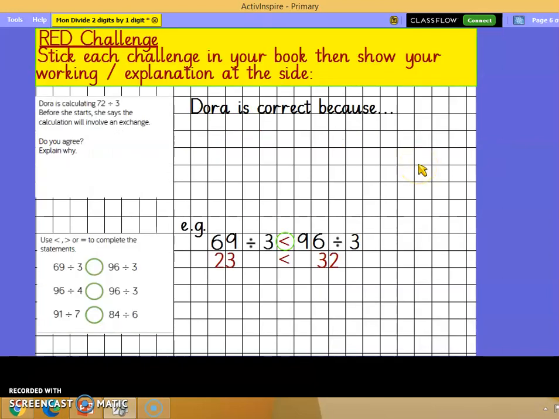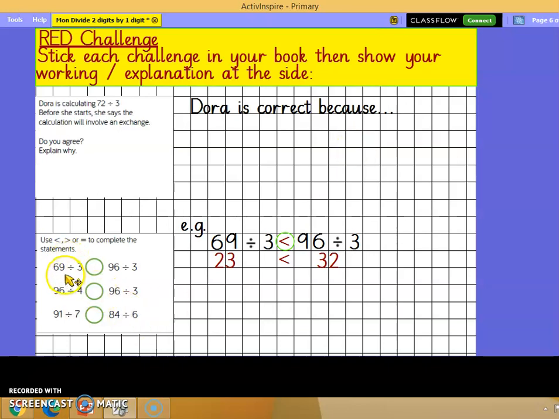Some of you have got red challenges that have been given to you in your work packs. For this, you'll need to cut out each work calculation and challenge and stick it in your book as shown. Stick it neatly so it lines up with the squares in your book, and before you begin a second one, leave 2 squares gap before you stick in the next one. But always complete your working out before you look to stick in the second one. In this question, it's asking, do you agree? And explain why. For example, Dora is correct because, and then you're going to prove why she is correct.